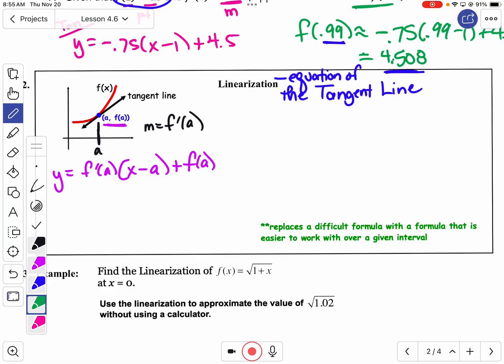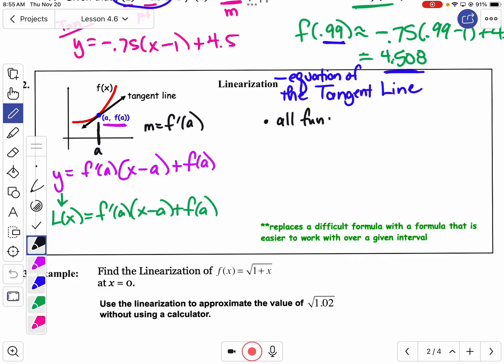Now, the only thing we're going to do when we talk about linearization is change y to L of x. It is still just the equation of your tangent line. So you'll see it referenced as L of x. That's because they call it a linearization, but it's just your tangent line. All right. Now, why they call it a linearization is that all functions are locally linear.